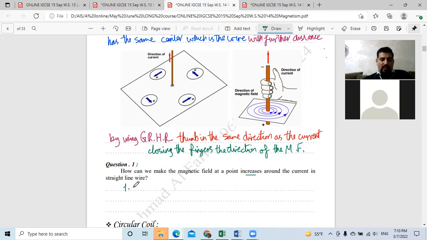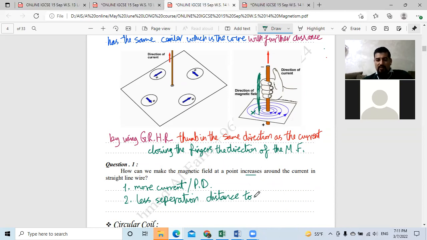So number one, more current, or you can say more potential difference, more voltage. Number two, less separation distance to the wire. Whenever the wire is closer, instead of being the wire like here, I put the wire here closer. That means it will be stronger. So less separation distance to the wire.